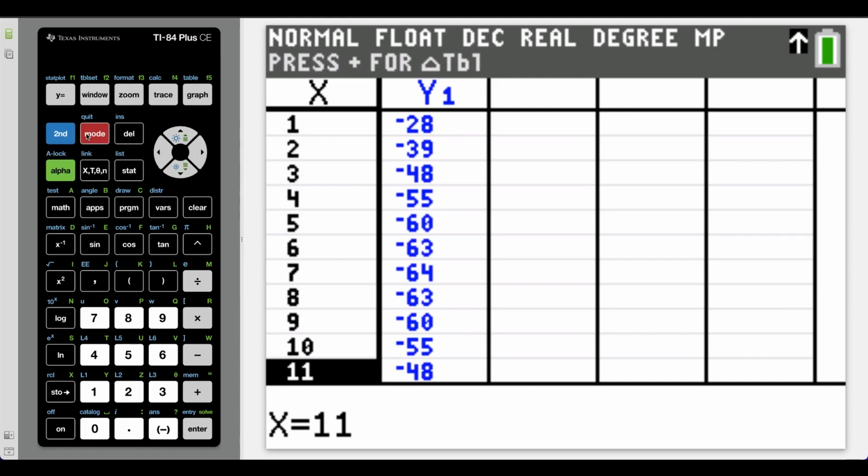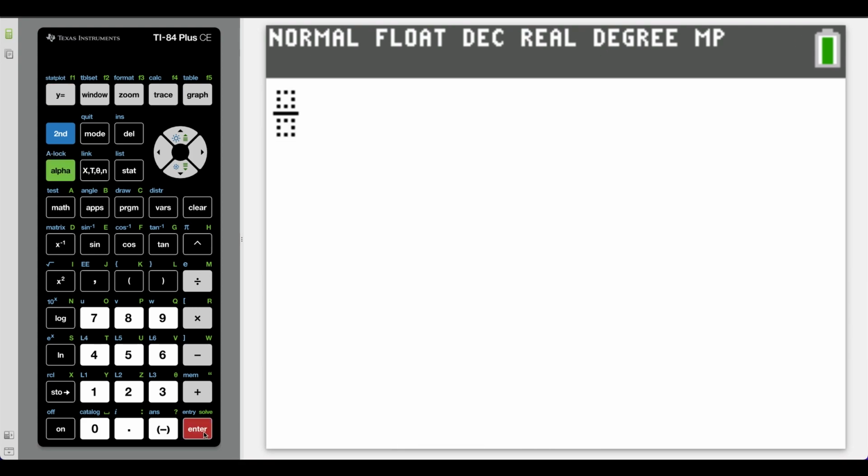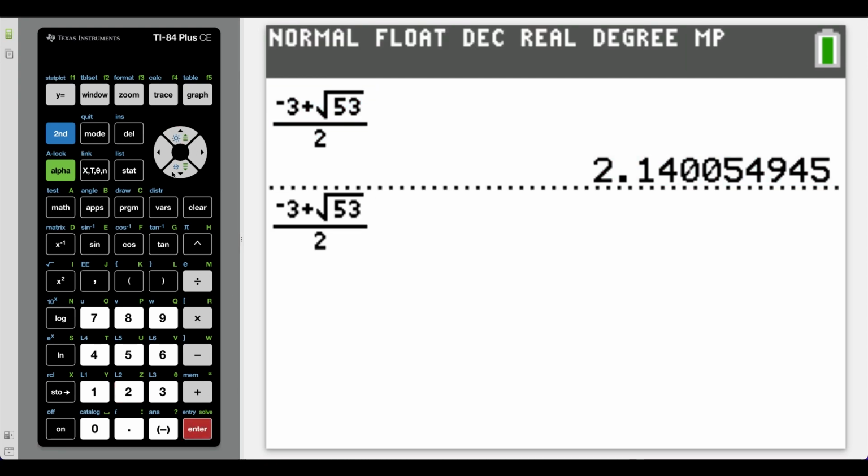So we'll go back to the main screen here, and we're writing in the fractions. We have alpha y equals enter, and we have negative 3 plus the square root of 53, and we're dividing by 2. So this is one of the roots. And then for the next root, if I want to save a little time, I just hit enter on that previous expression, and I scroll up to the plus sign and make this a minus. So we'll just switch that to minus.